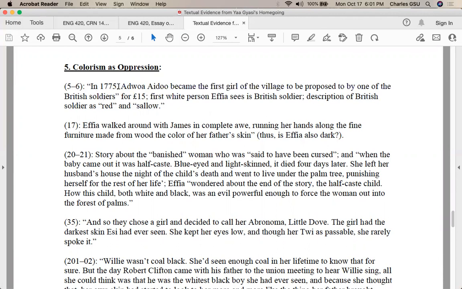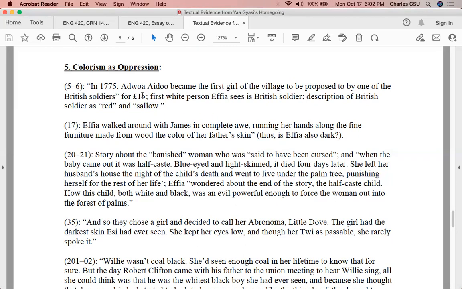In 1775, Adwa Aidu became the first girl of the village to be proposed to by one of the British soldiers. And she was given 15 pounds for her, or her bride price, as it's called. Remember, that's only half of what Afia earned for Baba, right? Remember, Afia the beauty. And the first white person Afia sees is a British soldier. And Afia describes the soldier as red and sallow.